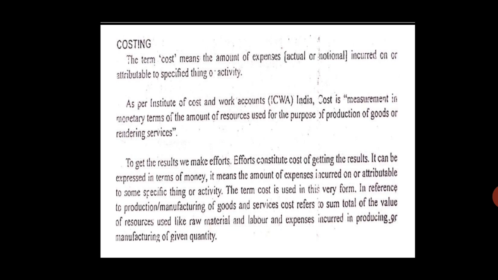So we are talking about machining of a crankshaft. Then there is material also involved and there is labor also involved in machining this. So when we are producing or manufacturing goods, then the total value of the resources used like raw material and labor and the expense incurred in producing is known as cost.